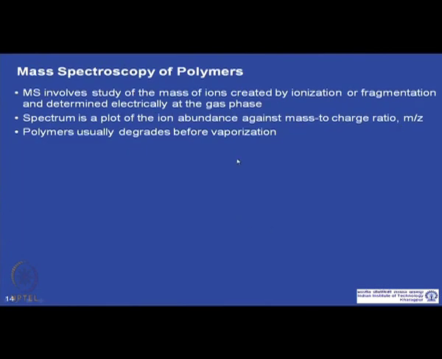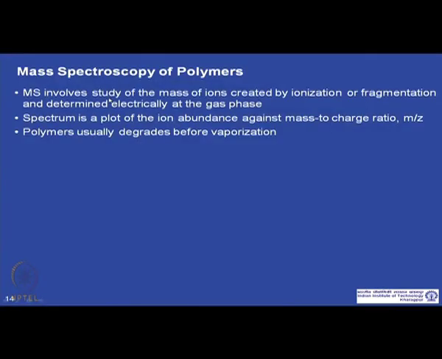Let us move to the next topic. This is the mass spectroscopy of polymers. Now, we know that mass spectroscopy basically involves the study of the mass of ions created by ionization or fragmentation and then determined electrically in the gas phase. For example, a molecule is vaporized and then ionized, and these ions are taken to the detector and the molecular weight is obtained.